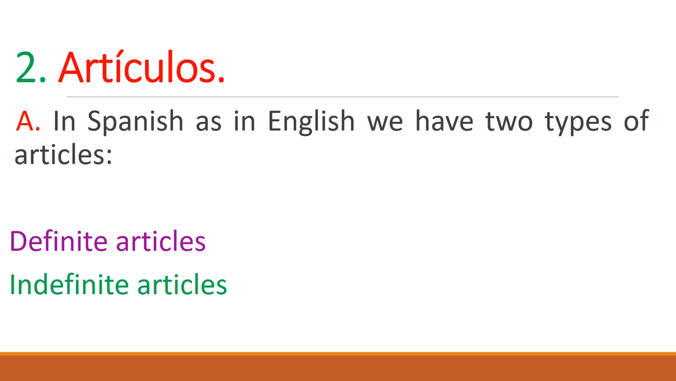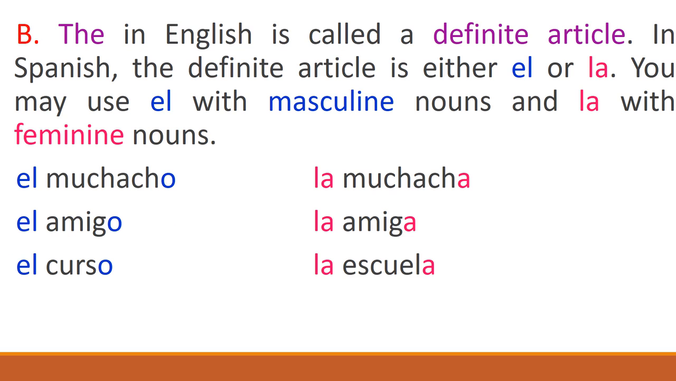Definite articles and indefinite articles. Your letra B. Now the in English is considered your only definite article. In Spanish you have two. The definite article is either el or la. You may use el with masculine nouns and la with feminine nouns. El muchacho, el amigo, el curso. La muchacha, la amiga, la clase.